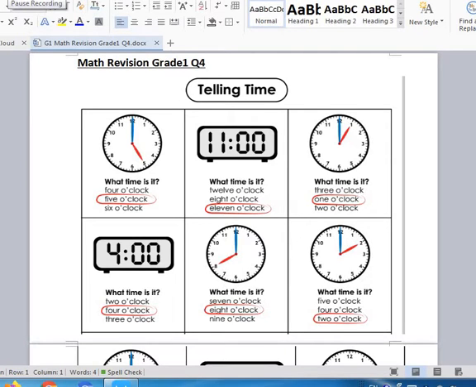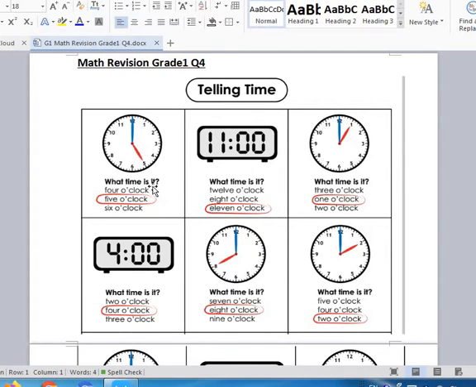I hope you're fine. Today we're going to have the revision on quarter 4. Let's start together. First, telling time. What time is it? I have here an analog clock and a digital clock. Okay, so this is an analog clock.